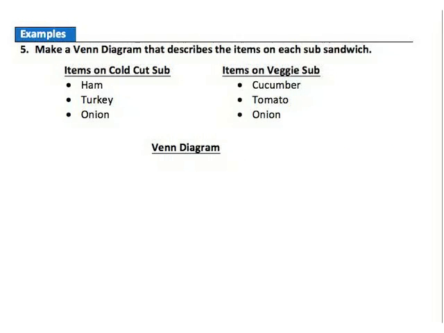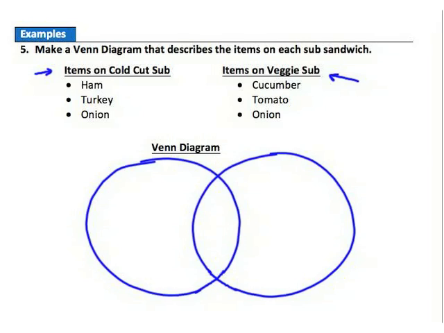So now let's take a look at an example that will help us understand what a Venn diagram is. Example 5. Make a Venn diagram that describes the items on each sub-sandwich. So we're going to start here and take a look at some sandwiches just to understand the Venn diagram. So we have two sandwiches. One of these sandwiches is a cold cut sandwich, and it has ham, turkey, and onion on it. The other one is a veggie sub, and that has cucumber, tomato, and onion. So to make a Venn diagram, I'm going to draw two overlapping circles. The circle on the left is going to represent our cold cut. The circle on the right is going to be our veggie.